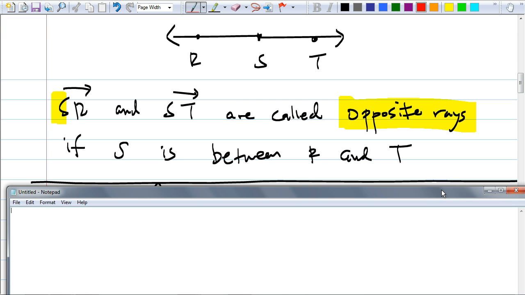The question is, could we call this an opposite ray if they weren't perfectly opposite of each other? Meaning, if it was at some angle? No, then it would be called an angle, not an opposite ray. Does that make sense? Okay, so it has to be 180 degrees. They're really opposite. All right.